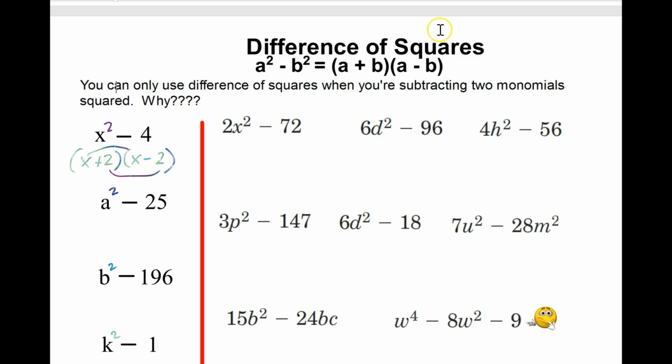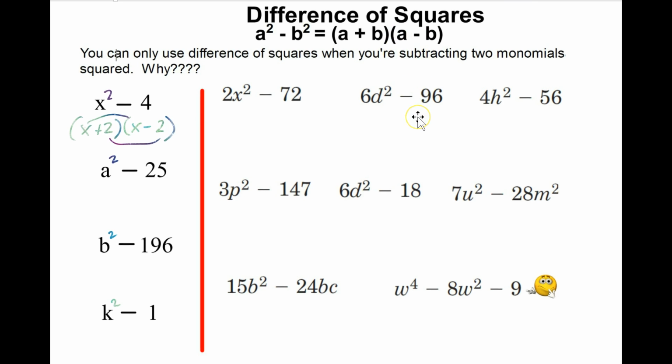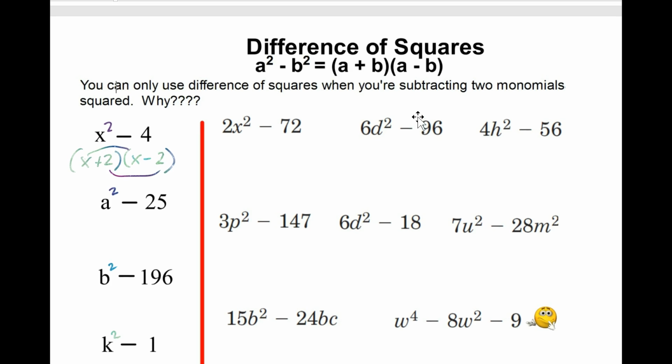So we come over here, GCF all day, every day. Can we take out a GCF? So when we take out a 2, here we get x squared minus 36. I see two monomials being subtracted. Is this the difference of squares? Okay, so it is, because it's the difference of x squared and 6 squared. 6 squared, Mr. O'Neil, get your life together. All right, so we have 2.